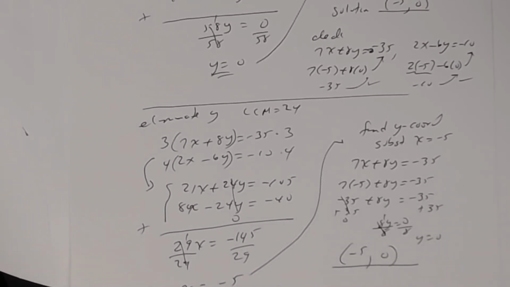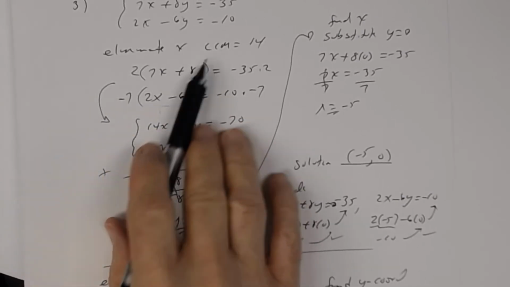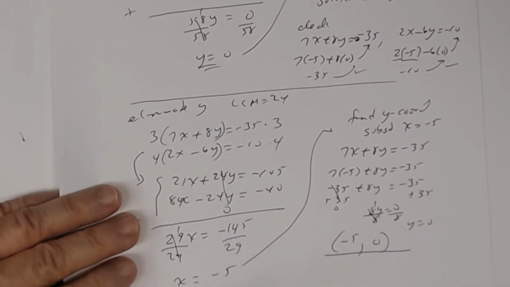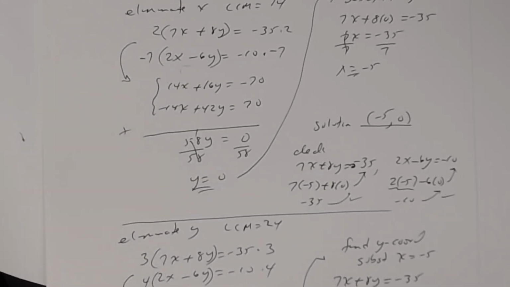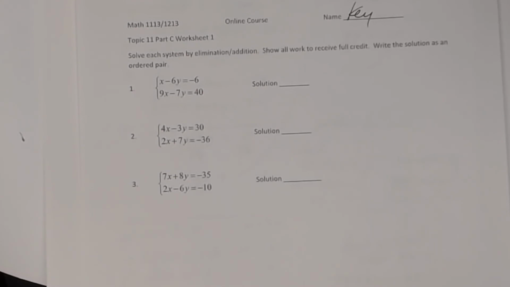Okay? And so again, it's the same thing we had here, eliminating x's first, and then here, eliminating the y's first. Okay? So that is the key to Part C, Topic 11.